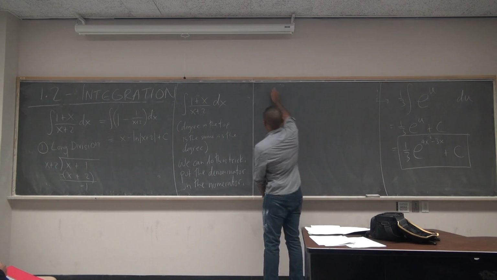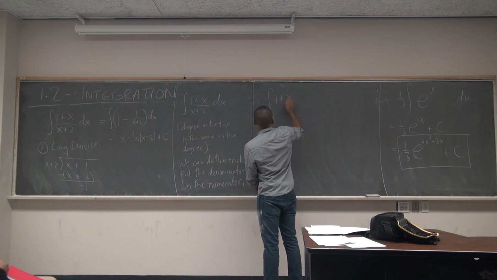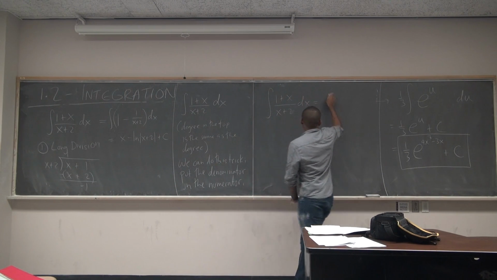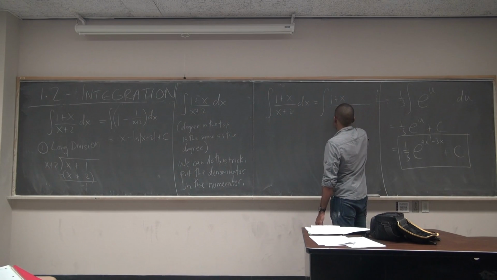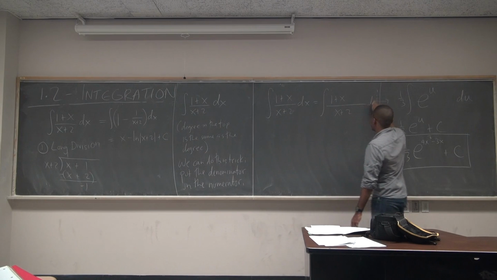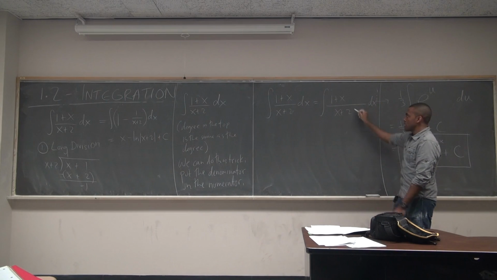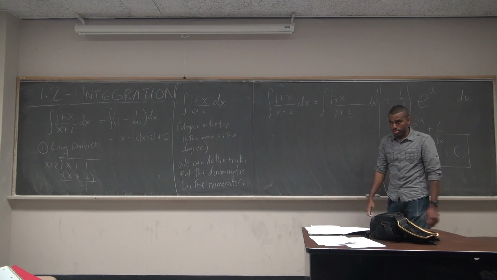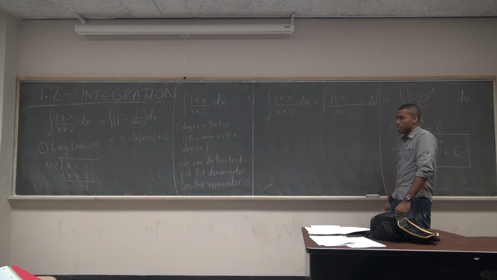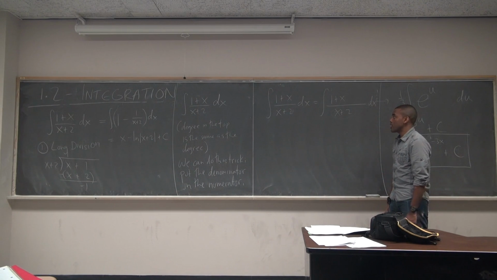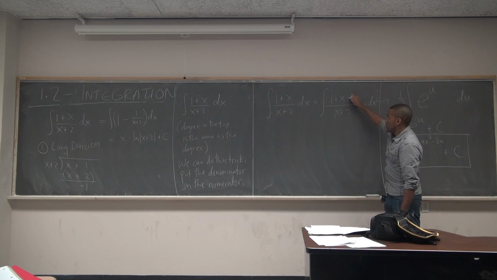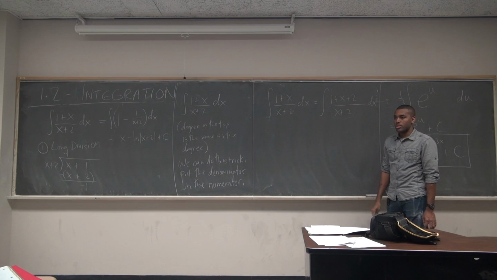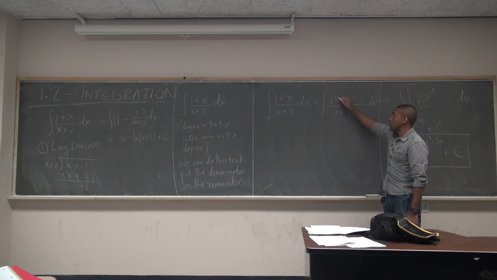So you see this guy here, I have a 1 plus x over x plus 2. What I'm going to want to do is put the denominator in the numerator. Essentially, that means I want to see an x plus 2 in the top. The reason for this will become clear momentarily. How do I get an x plus 2 in the top? How about add a 2, right? That gives me an x plus 2.